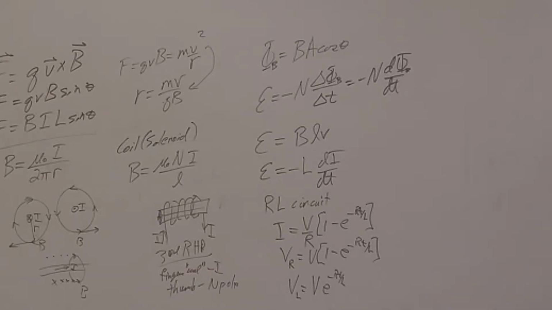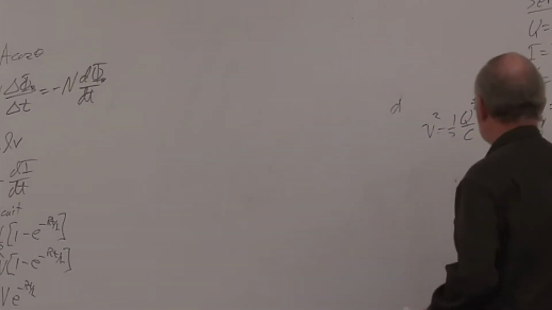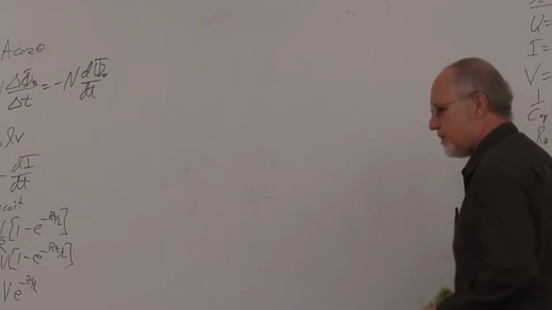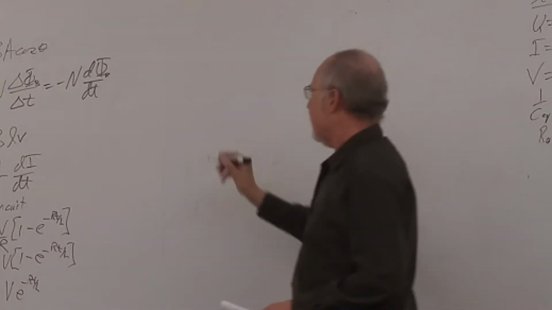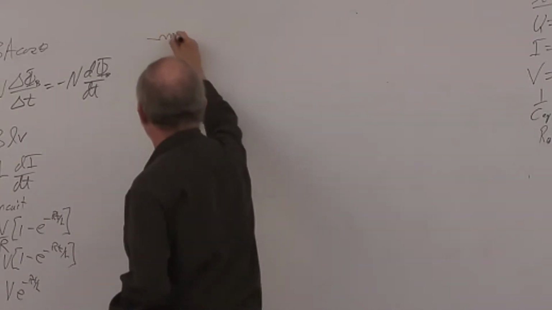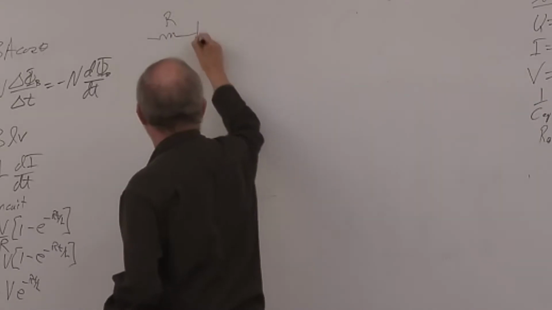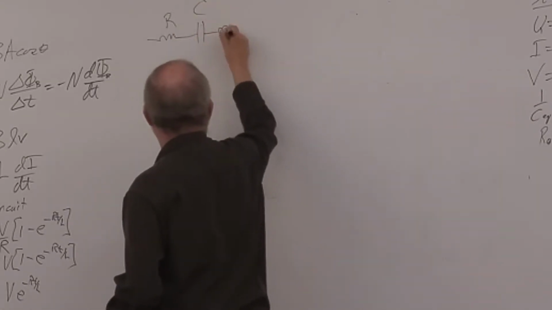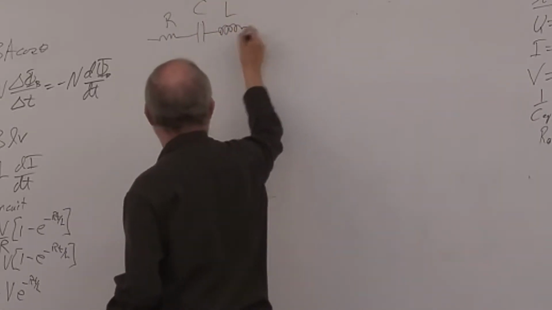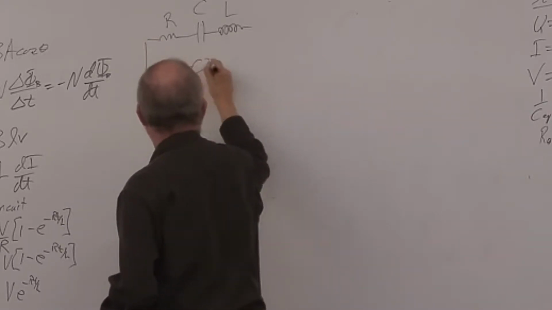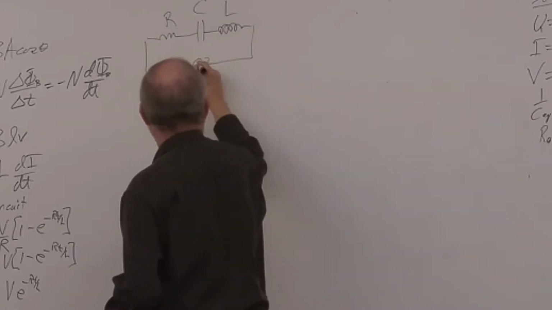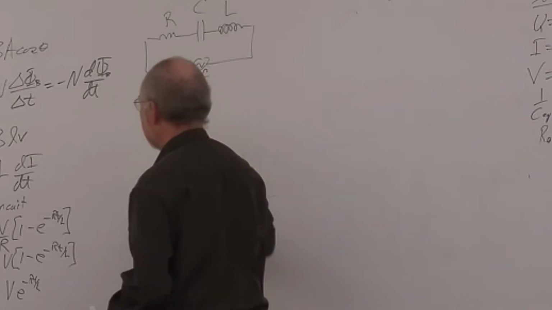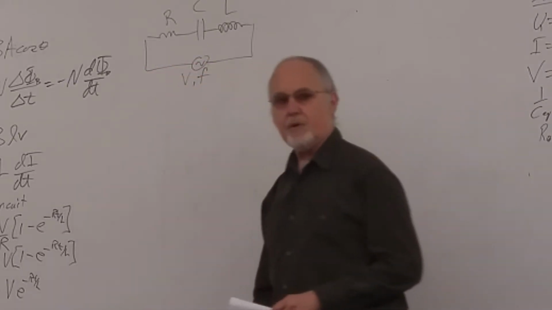Last thing we did there was AC circuits. You had a resistor, capacitor, coil, or an inductor in series, and you're going to hook it up to an AC source that has a certain frequency, voltage and frequency.